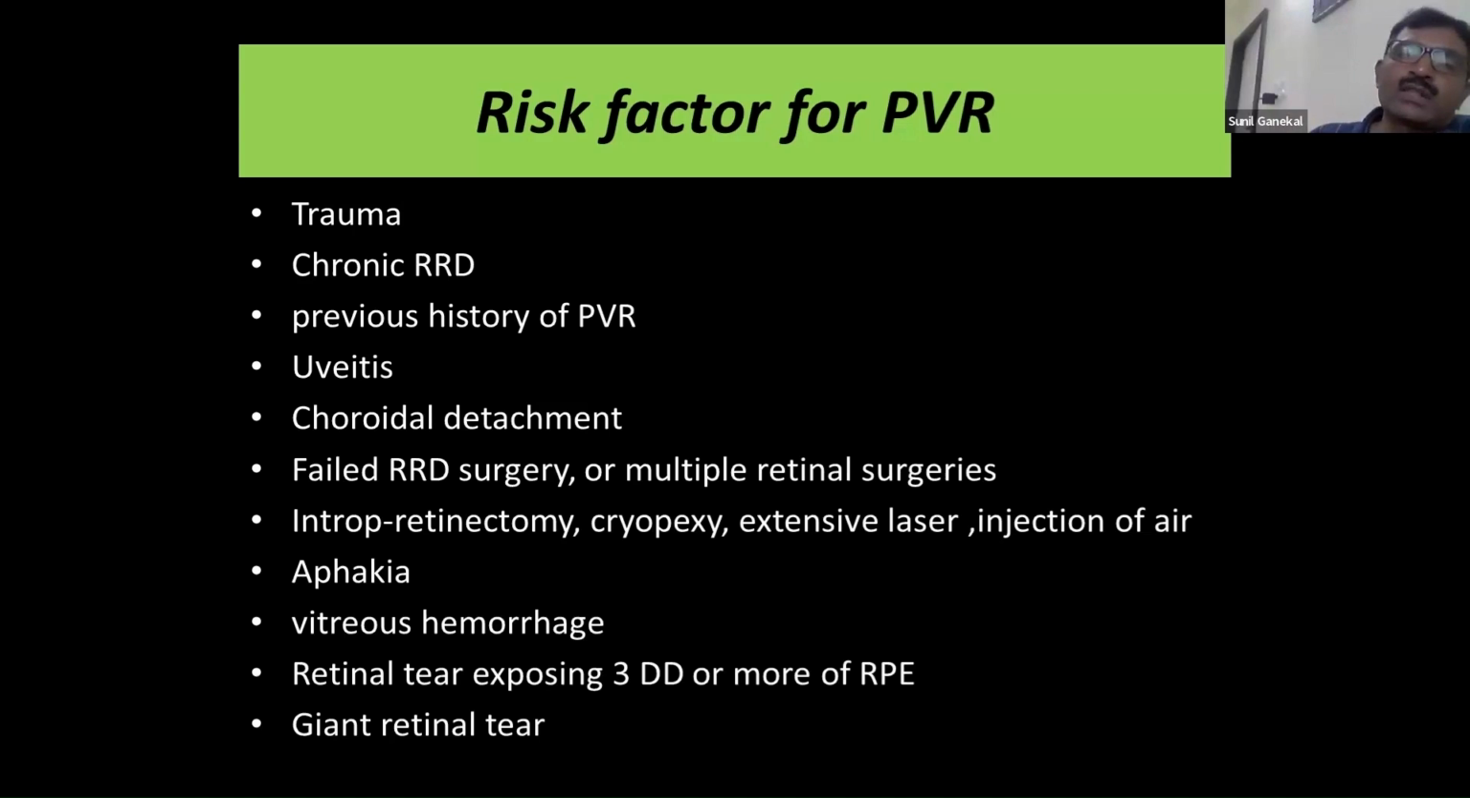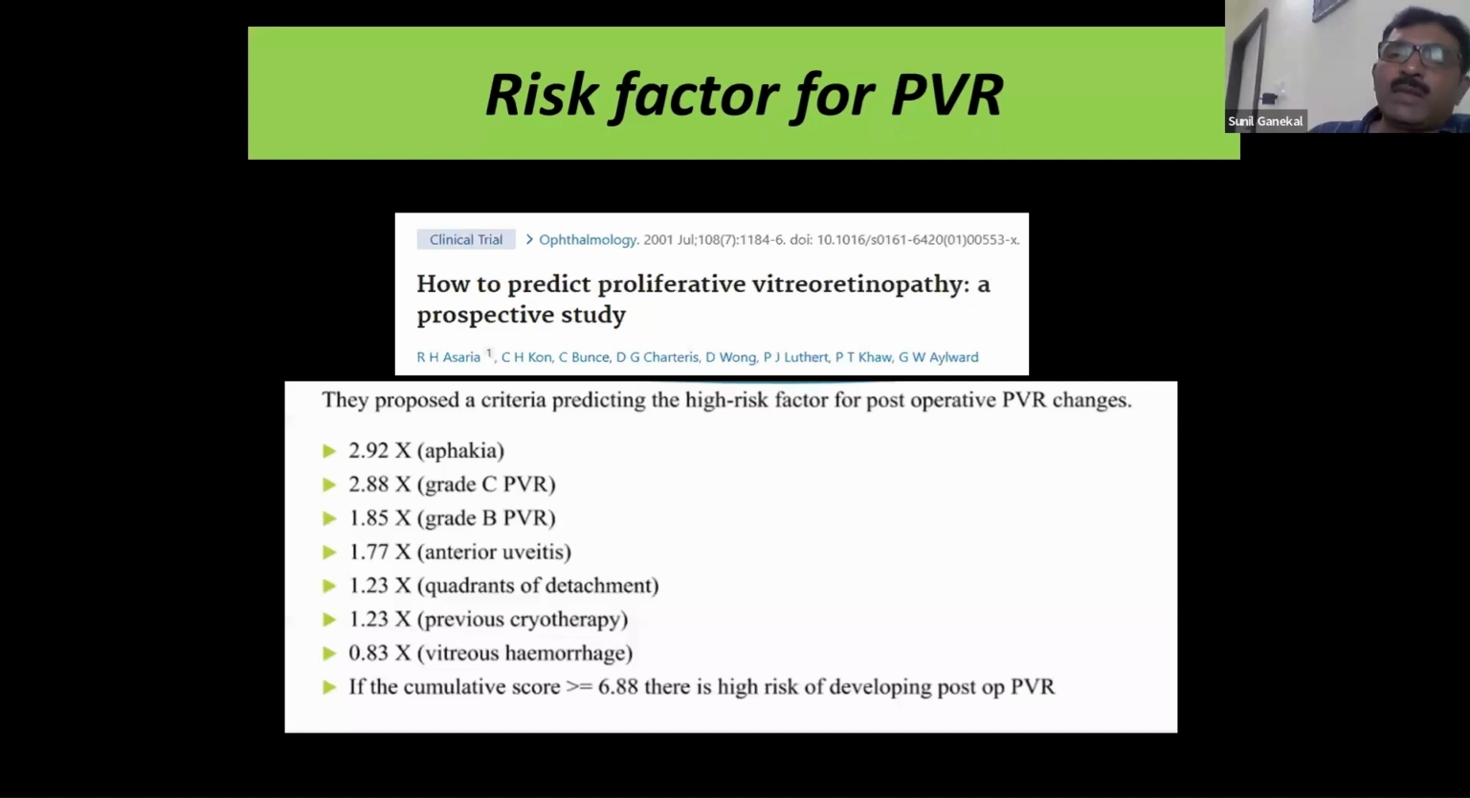So you should look at all these risk factors, which give a clue that these are the patients who need to be tackled early or intervened early to prevent the PVR changes. So it has to be operated on as early as possible. Is there any method by which you can quantify the PVR?